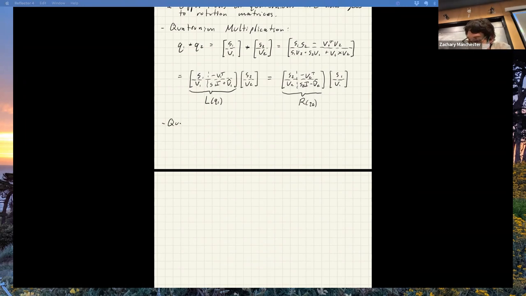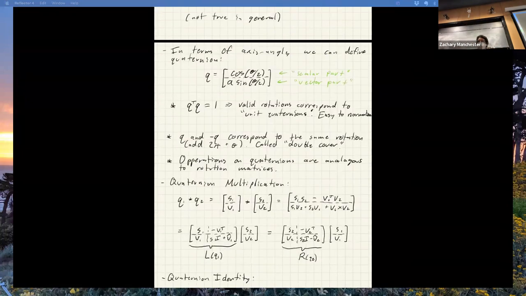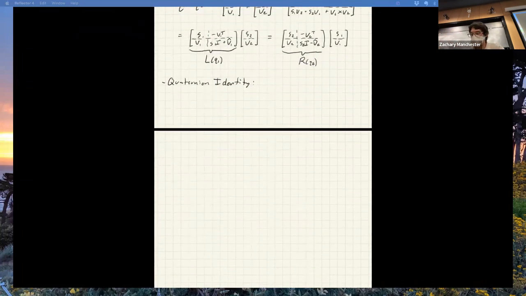Quaternion identity. So the thing corresponding to the identity matrix, looking at that definition, what happens when theta equals zero? What do I get? Just 1, 0, 0. Yeah, you got it. So that's the identity quaternion.